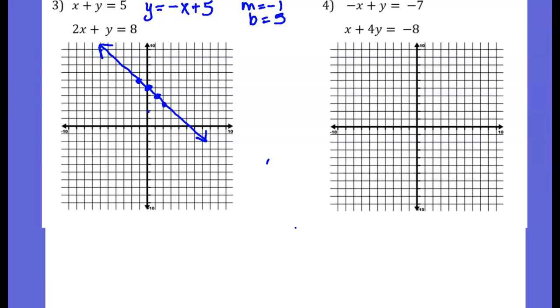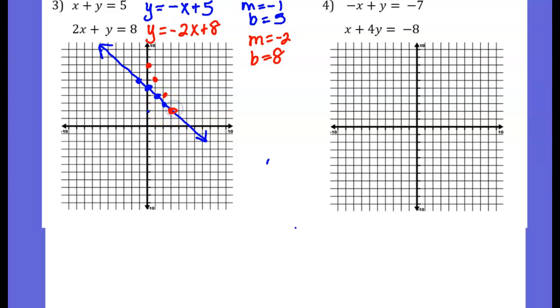Okay, now the second one we're going to do, we've got in slope-intercept form, -2x plus 8. This is really important. You put it in that form. Your slope is -2. Your y-intercept is 8. So we're going to go up to 8, 6, 7, 8. And our slope is going to be -2. So we're going to go down 2 and over 1, down 2 and over 1, down 2 and over 1.